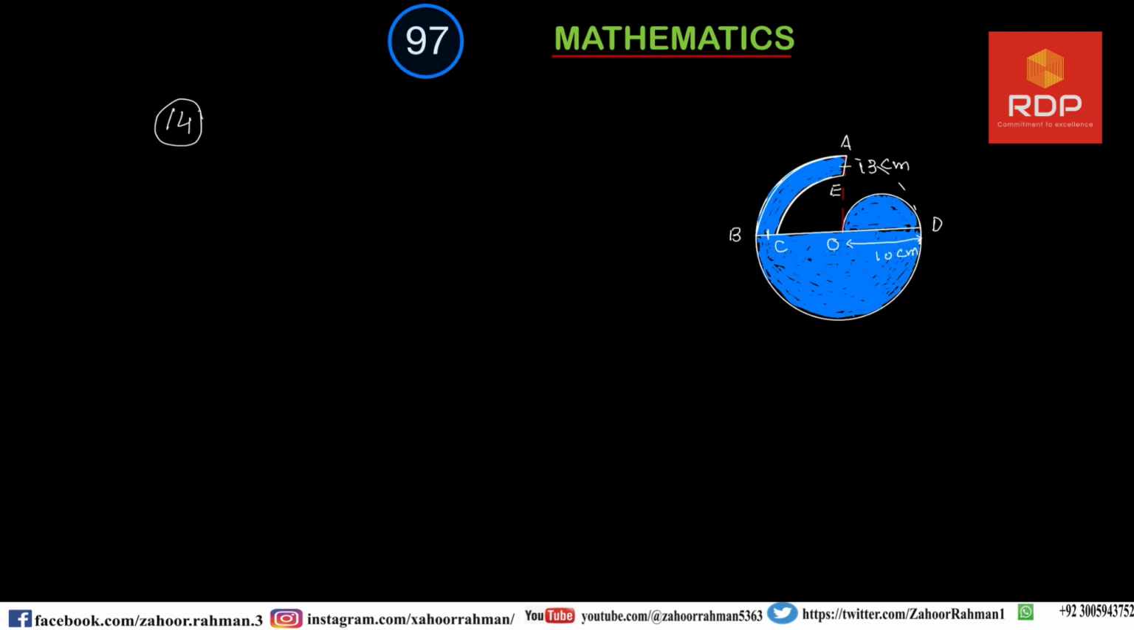This is lecture number 97 of mathematics, and today we are going to solve question number 14. The figure is given to you. The dimensions are also written for your convenience in advance. The question is asking that you have to find the perimeter of the shaded region, and in the second part we have to find the area of the shaded region. So let's start the fun.